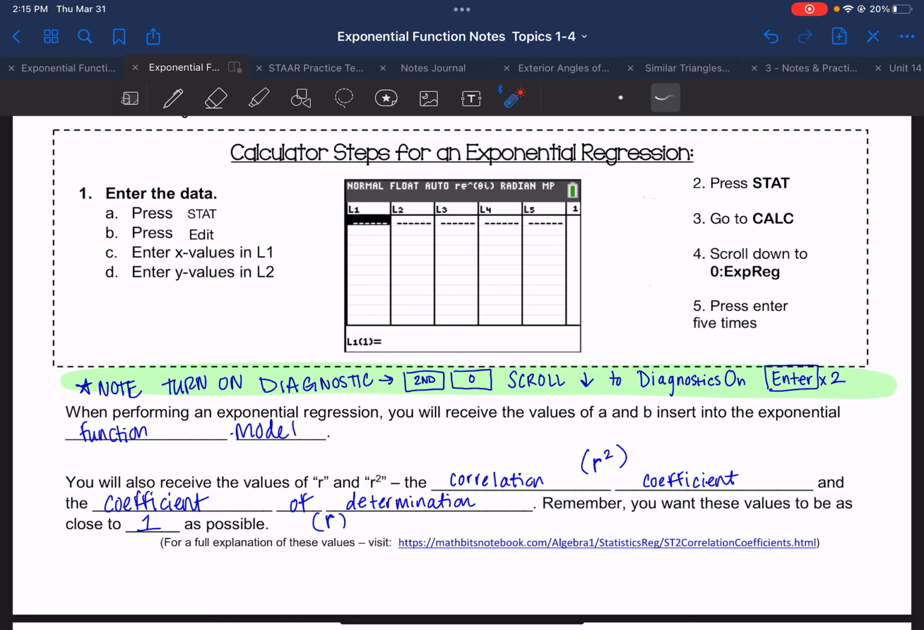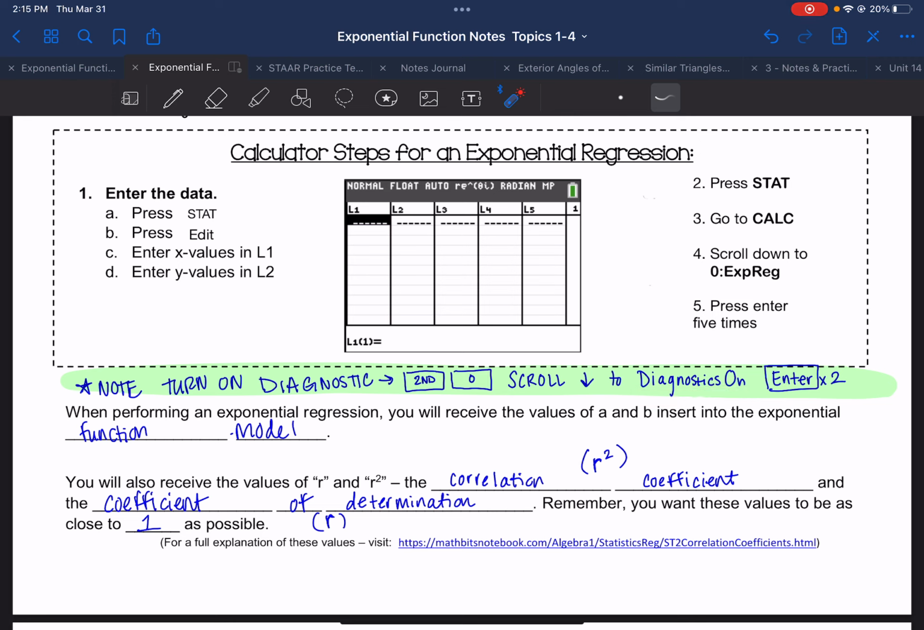I don't know how to turn diagnostics on. The way you turn diagnostics on is you go to second, you go to 0, then you scroll down all the way. It's going to scroll down for a little bit until you hit diagnostics on, and you hit enter twice until you see where it says done.